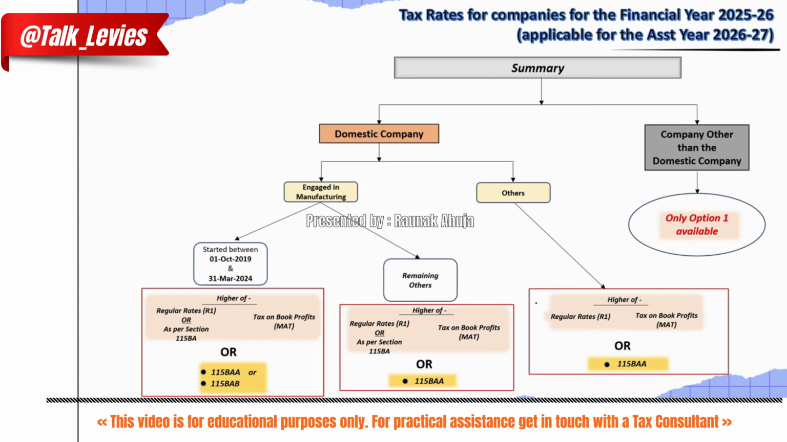For all the other manufacturing entities, these tax rates would be applicable. Here again, the first option has been highlighted in skin color, that is the cream color, and the other option has been highlighted in yellow color. For all the other remaining domestic companies that are not engaged in manufacturing, for them, these tax rates would be applicable. Here again, option 1 is in cream color and option 2 is available in yellow color. They can choose in between these two options. Coming to companies other than the domestic companies, for them, no concessional rate of tax is available. They will have to go for option 1 only.